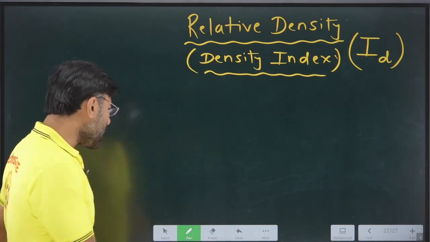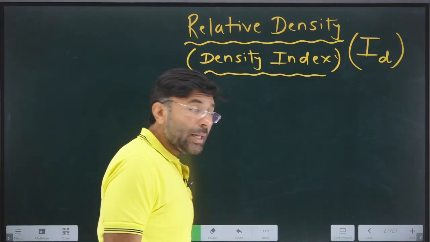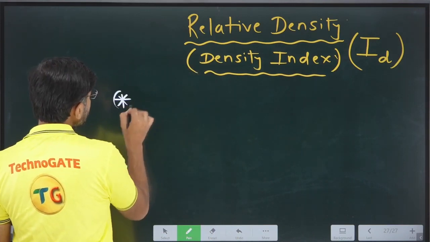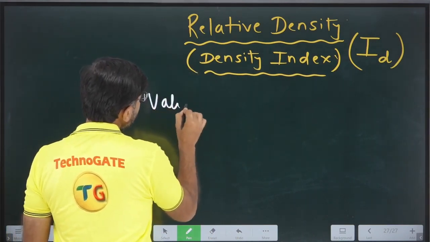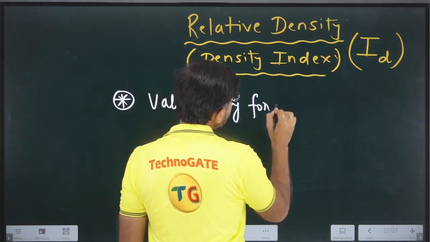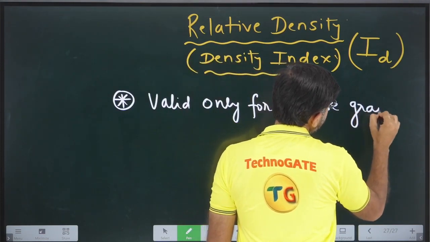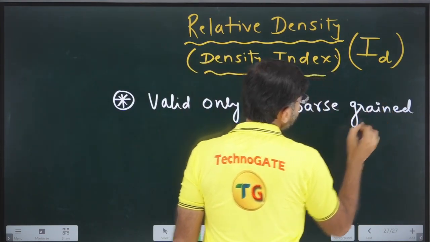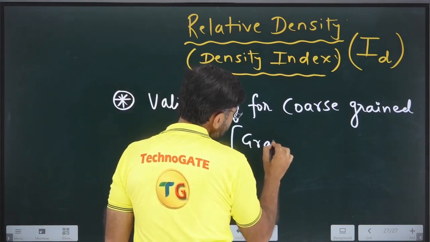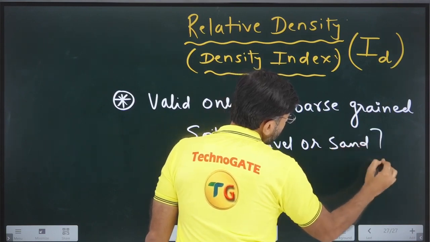The first thing which you must remember for this property is, this property is valid only for coarse grained soil. Coarse grained soil means either gravel or sand.